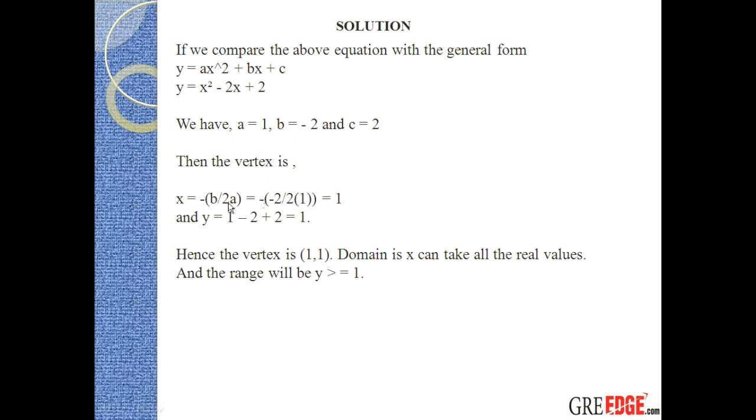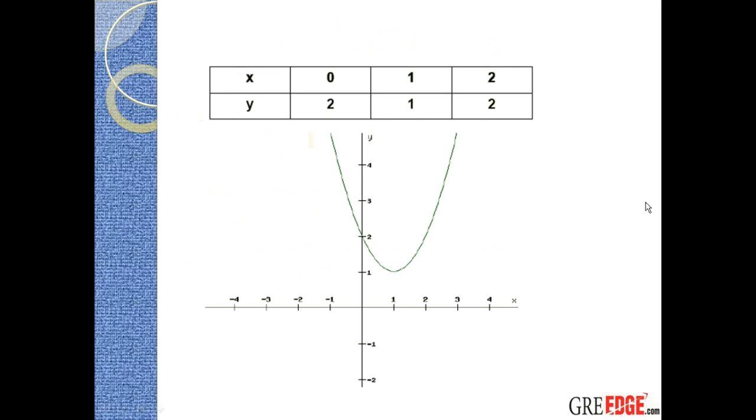Substituting x as 1 in this equation, y is equal to x square minus 2x plus 2, we will have the value of y as 1. So 1 comma 1 is the vertex. So we know where to draw the vertex, 1 comma 1. Now if you see this equation, x can take all real values. So that is the domain of x, that is it can take all real values.